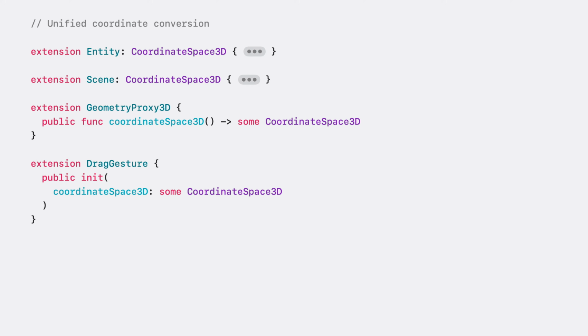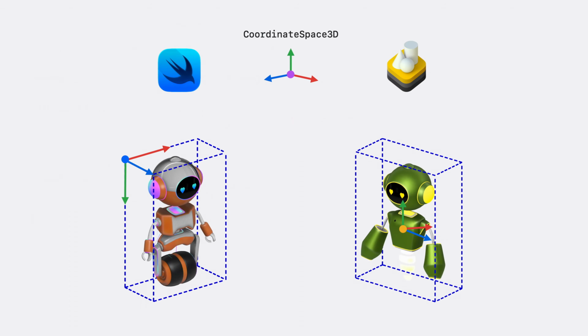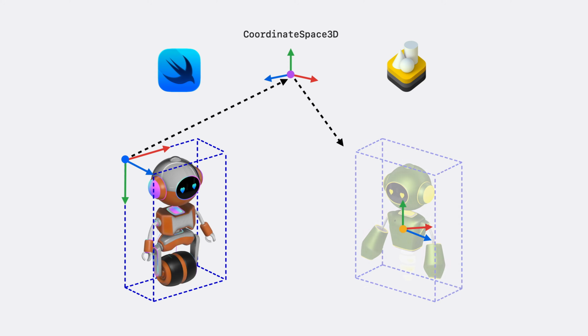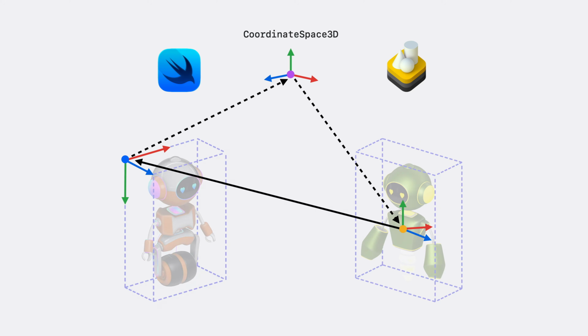RealityKit's entity and scene types conform to coordinate space 3D. On the SwiftUI side, Geometry Proxy 3D has a new coordinate space 3D function that gives you its coordinate space. Additionally, several gesture types can provide their values relative to any given coordinate space 3D. Coordinate space 3D protocol works by first converting a value in Sparky's coordinate space to a coordinate space shared by both RealityKit and SwiftUI. After that, it converts from the shared space into Bolt's coordinate space, while taking low-level details like points to meter conversion and axis direction into account.